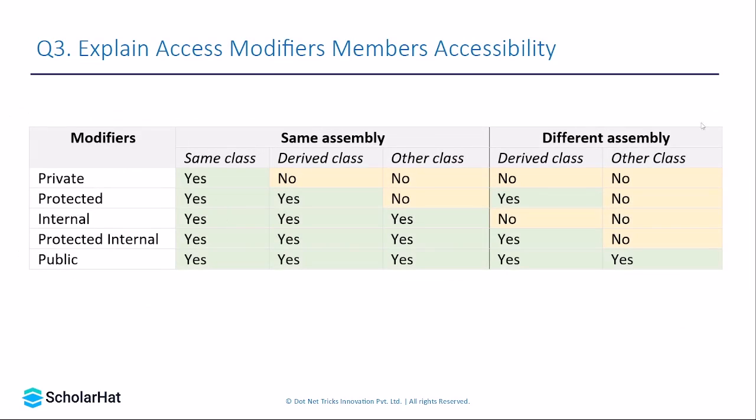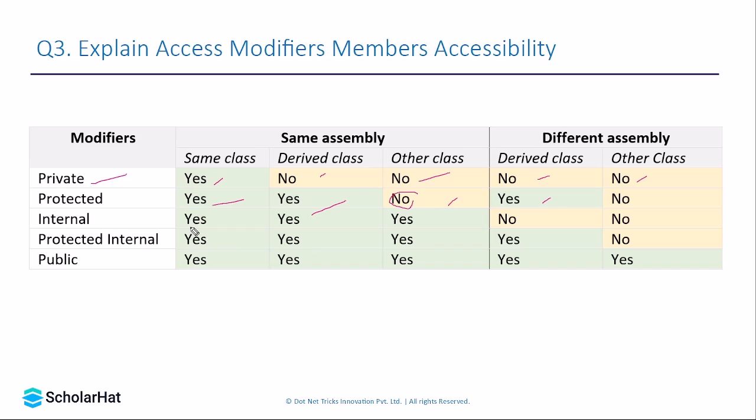In this table, you can see how these access modifiers are used. Private is the least accessible and can only be used in the same class. It cannot be used in derived classes, other classes, or even in a different assembly. Protected can be used in the same class and derived class, but not in any other class. So if we have a parent class and a child class, then protected can be used, but it cannot be used in another class. Protected can also be used in a derived class in a different assembly.